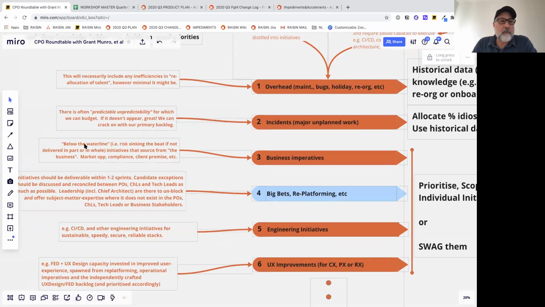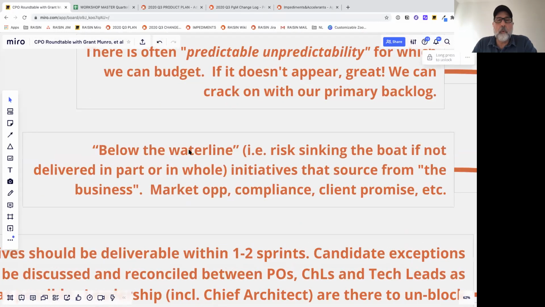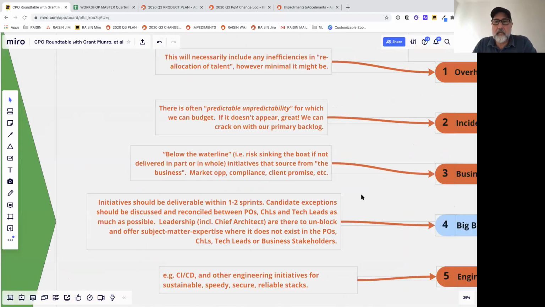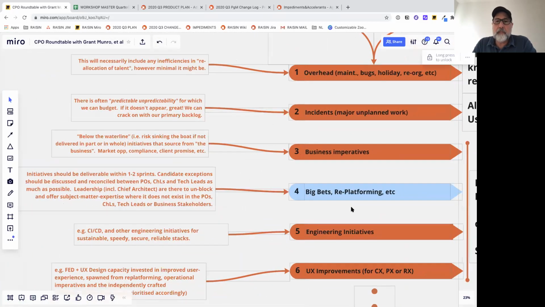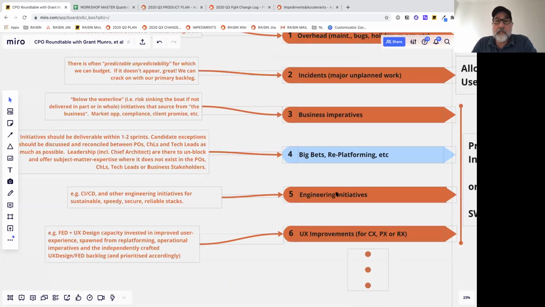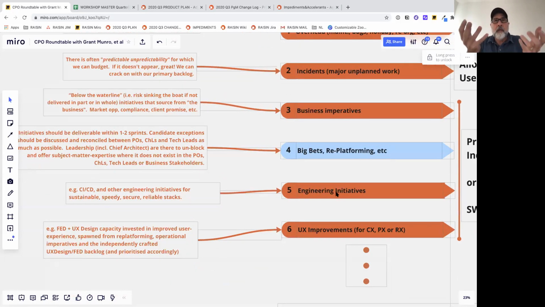the phrase I use is, if you guys are sailors below the waterline when you're out in the middle of the ocean, get a hole below the waterline, you know, it's urgent, you got to do it, it risks the business. And so that's the kind of business imperatives I mean here. And then I called this blue one out because there's often these big bets or major initiatives like replatforming, for example. That's something we're going through that are special and they're unique to different companies. And then there's engineering initiatives that are bubbling up, you know, for CI/CD, infra, and so forth.